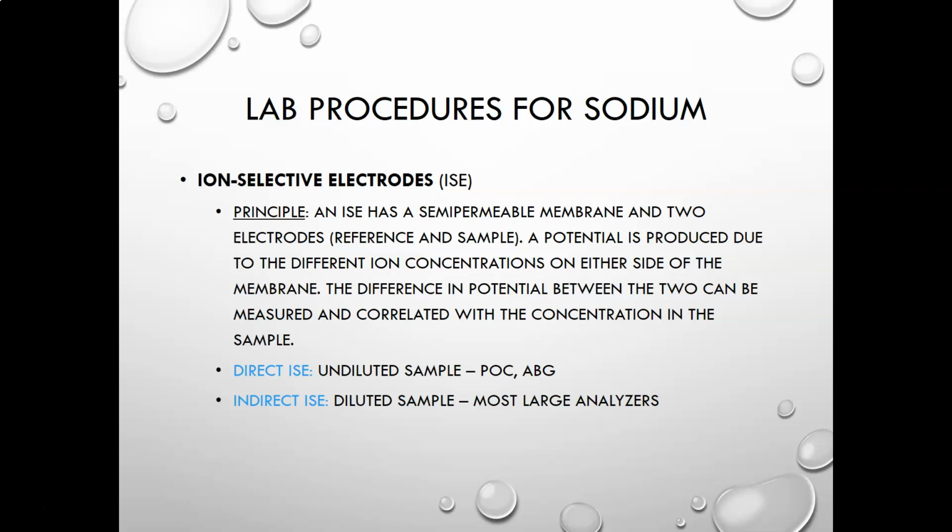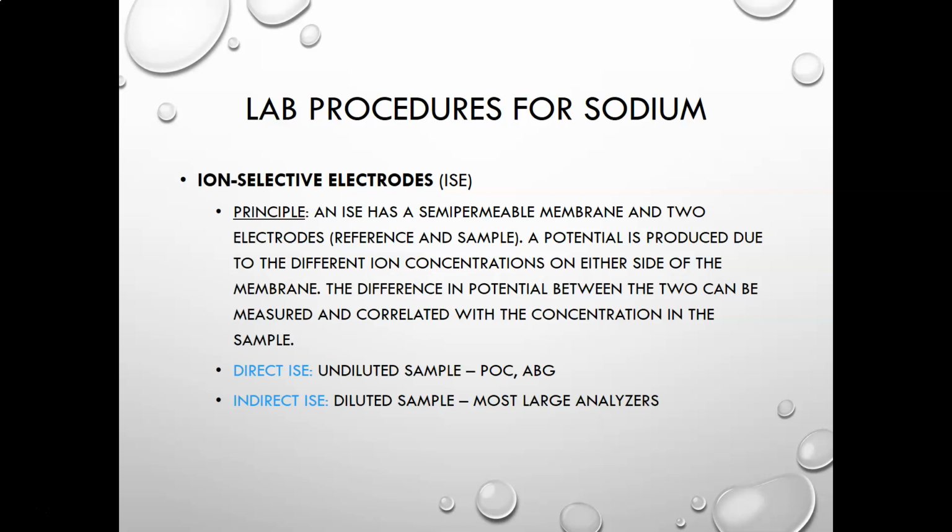For the lab procedures for sodium, generally it's measured by ion selective electrodes, also known as ISE. That's the most common. The principle of ISE is that there's a semi-permeable membrane and two electrodes, a reference electrode and a sample electrode, and a potential is produced due to the different ion concentration on either side of the membrane. That difference in potential between the two can be measured and then correlated with the concentration of ions in the sample. What changes is the semi-permeable membrane, and that determines what ion you measure.